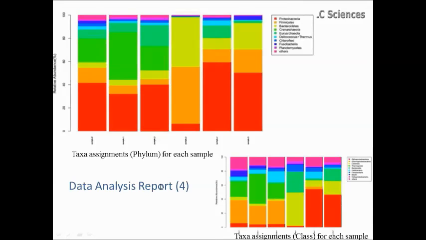And this is the bar chart. This one will clearly show the distribution of the microbiome, and the taxonomy assignment for each sample, and also based on the class.